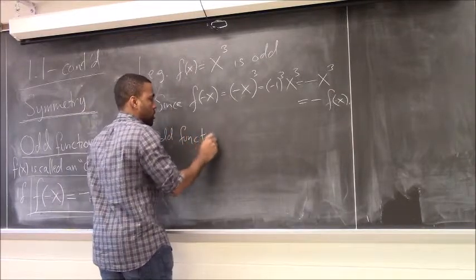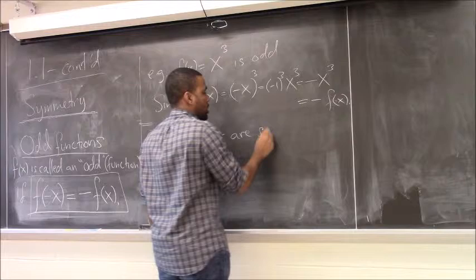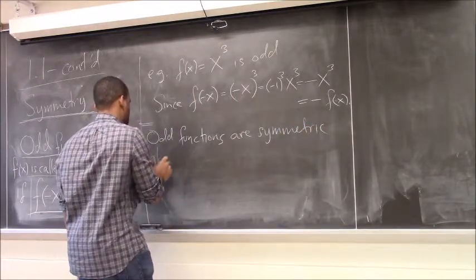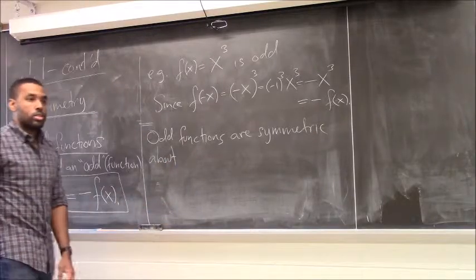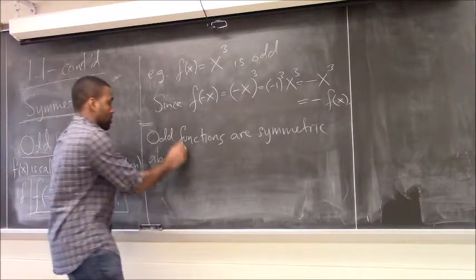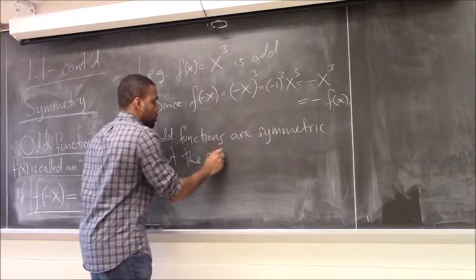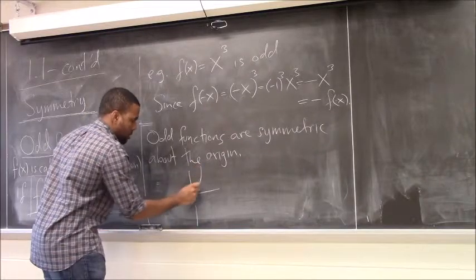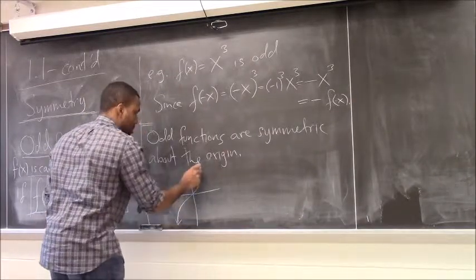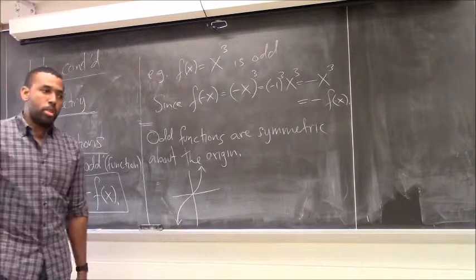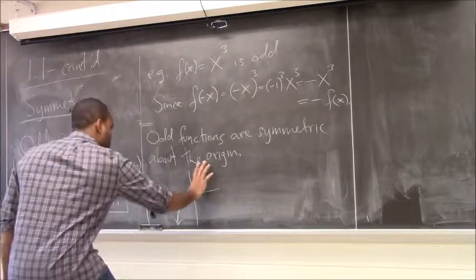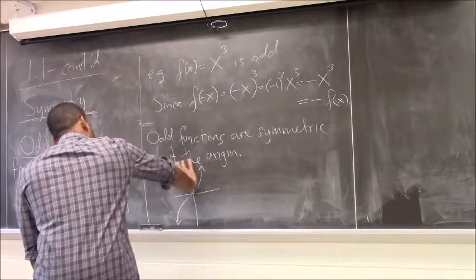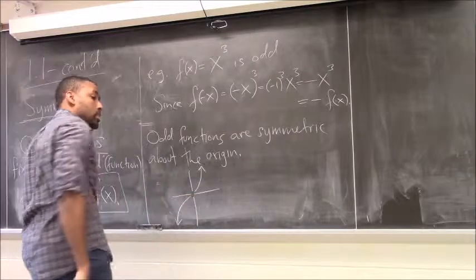Odd functions are symmetric about, do you know how we describe the symmetry of an odd function? The origin. Okay, so you look at something like x cubed, the graph looks like this. The idea of symmetry about the origin means if you use the origin as a pivot point, you take your hand over, for example, the first quadrant. If you rotate that 180 degrees, you get the other part, right?